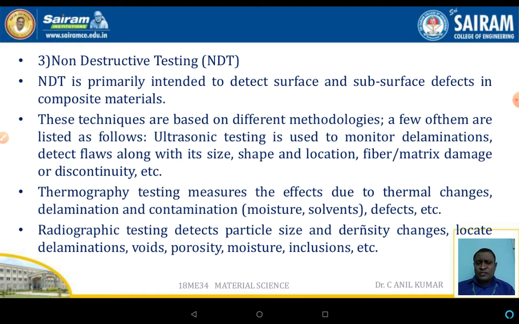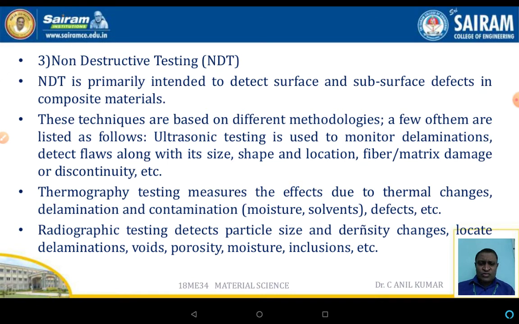NDT. NDT is a normal method which can be adopted either for metallic material or non-metallic material, or even composites; the same method is adopted. The NDT is primarily intended to detect the surface as well as subsurface defects of the composite material. These techniques are based on different methodologies. Few of them are listed as follows.